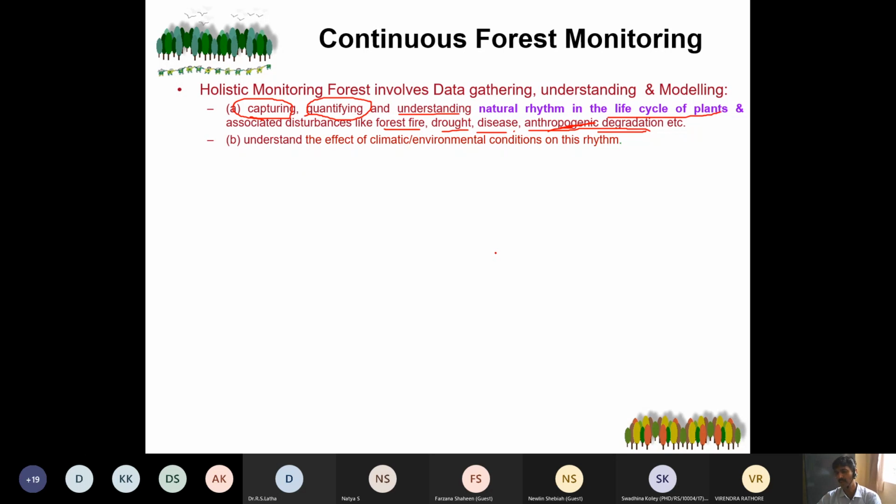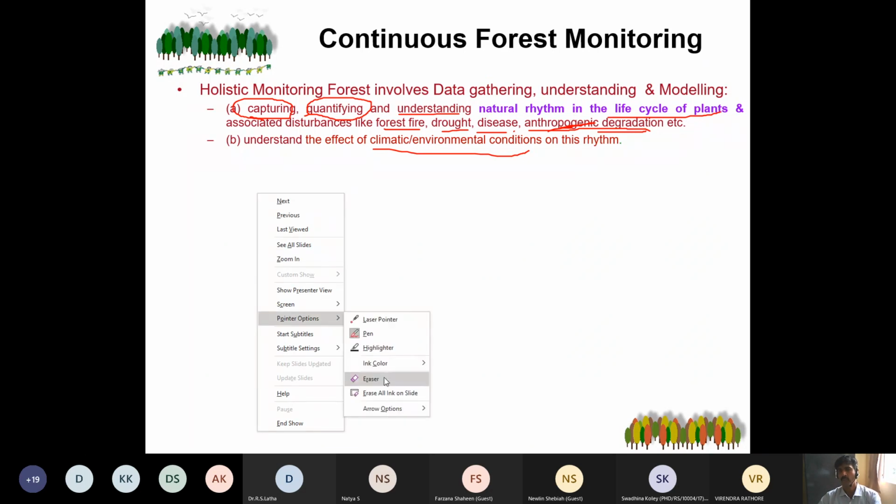Second comes the invisible actors, for example, climatic and environmental conditions. These climatic and environmental conditions are really invisible. How forests react to these climatic situations is not visibly very clear, right? So to understand this, we need to do a lot of analysis. So holistic monitoring involves these two aspects: physically measurable quantitative information, the physical status and its health or degradation. Second is the invisible players and how these invisible players are really impacting the physical status of the forest. That is what we mean by continuous forest monitoring.